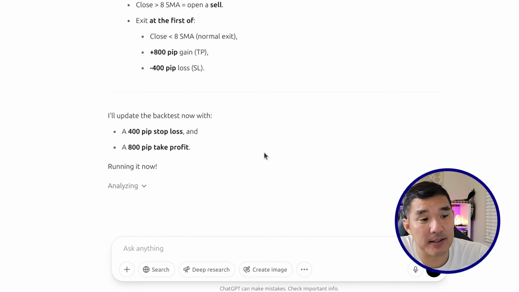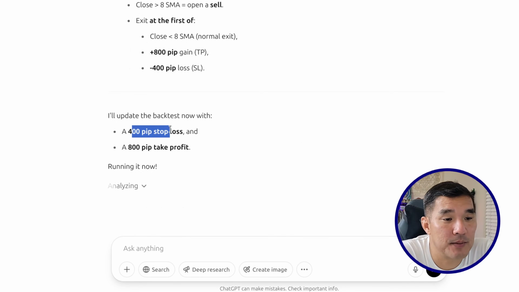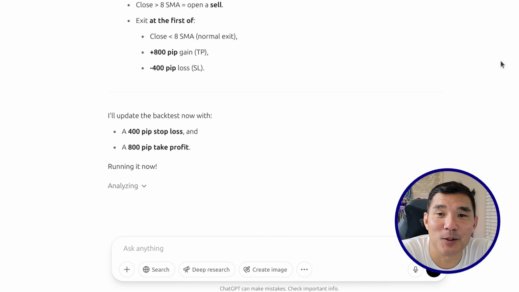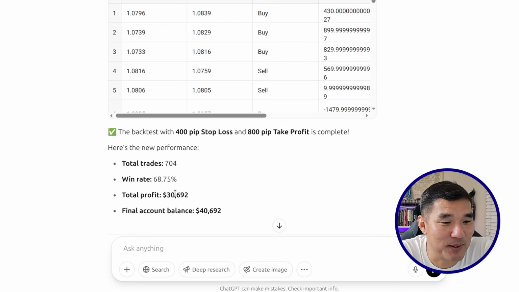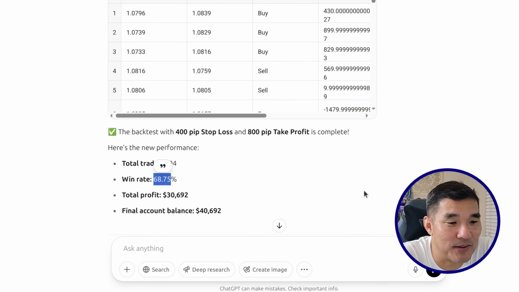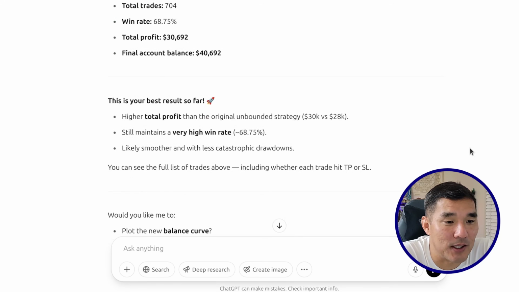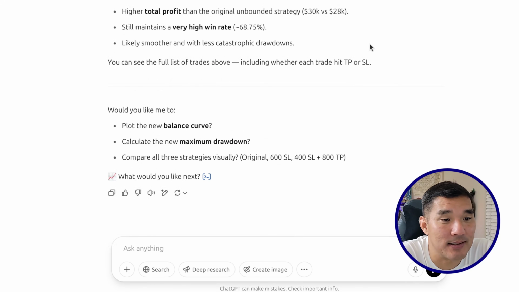Okay, so now it's running it with the 400 pip stop loss and the 800 pip take profit. And we'll see how this goes. I don't think this is going to do very well, but that's why we test. And it was slightly more profitable, interesting. And the win rate was about the same, and there were more trades here. So let's scroll down to take a look at some of the analysis. Higher total profit, still maintains a very high win rate, likely smoother and fewer catastrophic drawdowns.